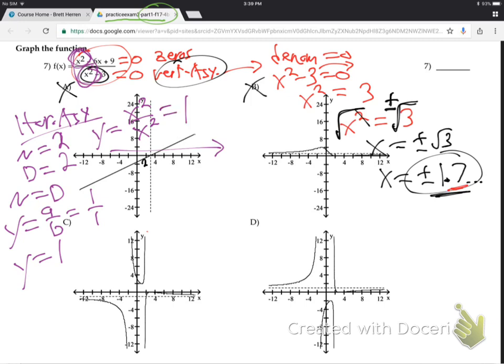So which one of these, C or D, has a horizontal asymptote y equals 1? D does. See the horizontal right here at y equals 1? C has it at y equals negative 1. Nope. The answer is D on number 7. So we did that whole problem by just vertical asymptotes and horizontal asymptotes. That's how we do number 7. Okay, let's talk about number 9 now.